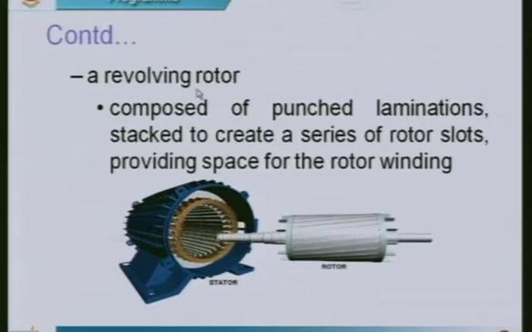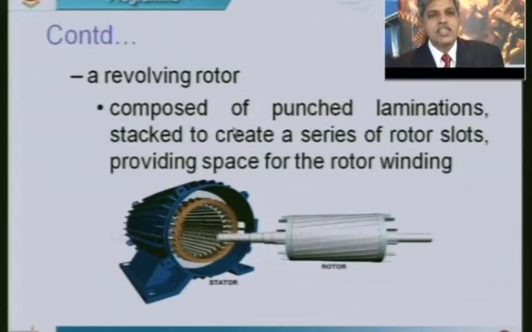And there will be a revolving rotor. It is also made up of punched laminations stacked to create a series of rotor slots providing space for the rotor winding. So, these are the two main parts of the induction motor.